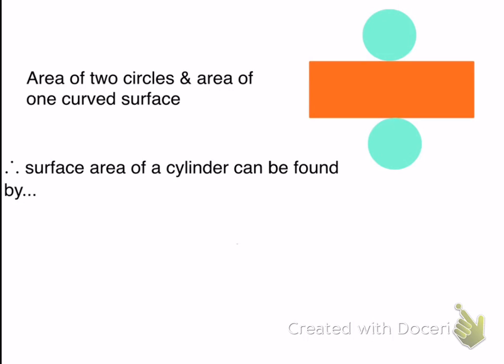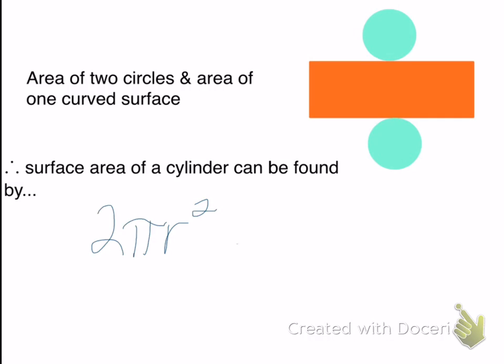So we already know that we have a net pictured here of a cylinder, and that the area of two circles and the area of one curved surface in our net are what form the surface area of a cylinder. So the surface area of a cylinder can be found by finding the area of those two circles. To find the area of one circle, we take pi times the radius squared. So to find the area of two circles, we simply multiply that by 2.